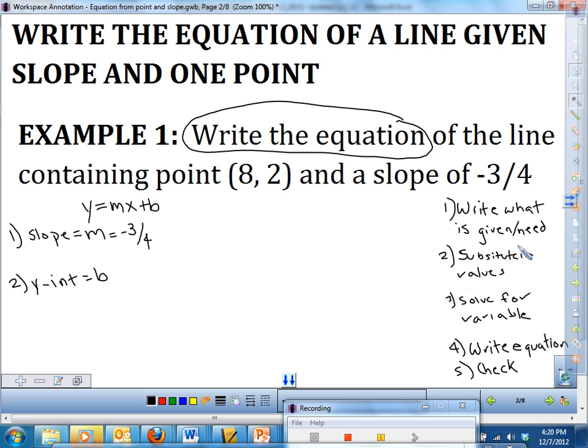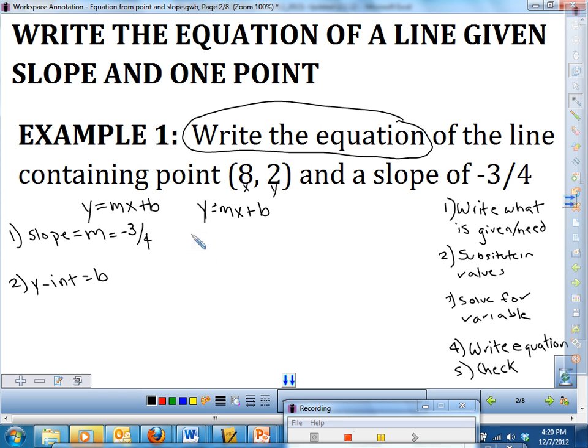That's what our next step is, substitute in values. So I'm going to rewrite my equation. And I'm also going to take my point, I'm going to label it. Which one of these is x and which one is y? Well, I know this is x and I know this is y. So right now I have an m of negative 3/4, I have an x of 8, and I have a y of 2. All of those are letters, or variables, in my equation. So now I can substitute in those values.